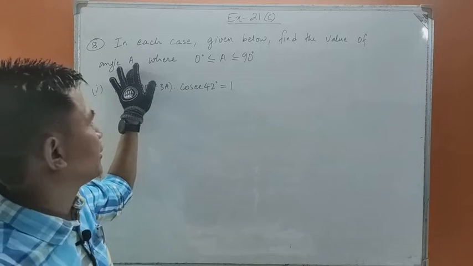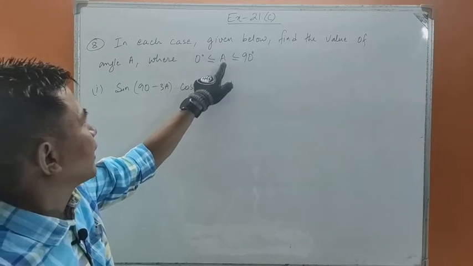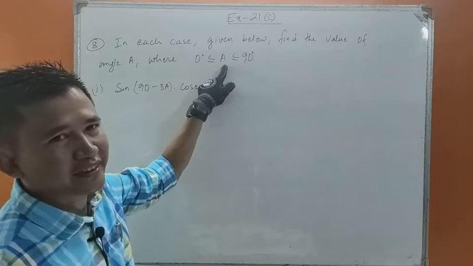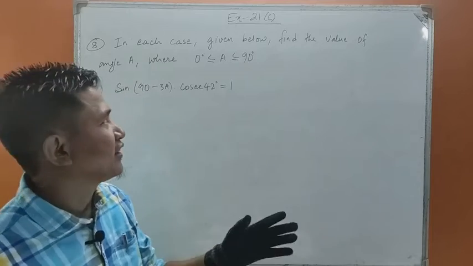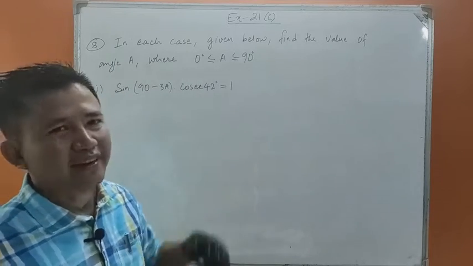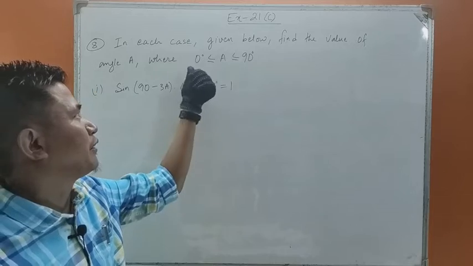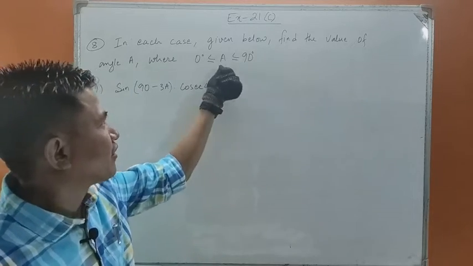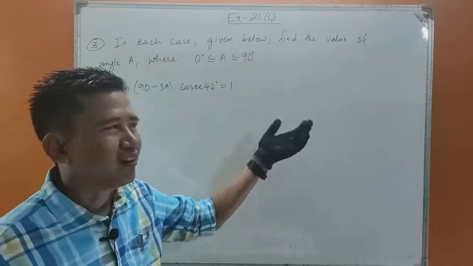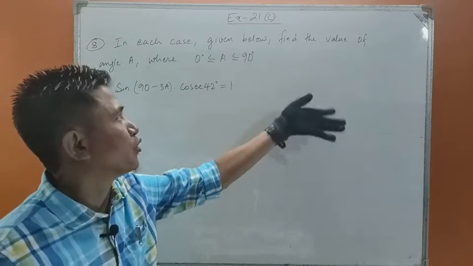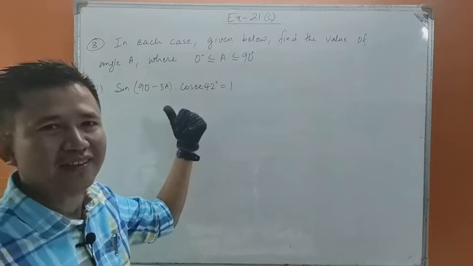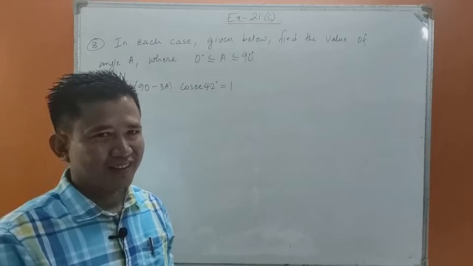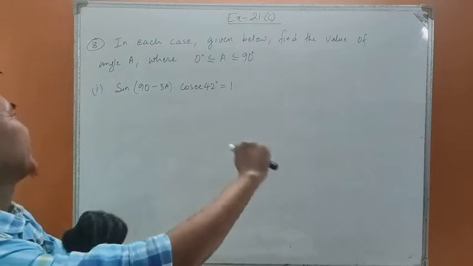We are asked to find the value of angle A where A is greater than or equal to 0 degree and less than or equal to 90 degree, which means the value of angle A lies between 0 degree and 90 degree. Angle A can be 0 degree or greater than 0 degree, or angle A can be 90 degree or lesser than 90 degree, but not more than 90 degree and not less than 0 degree. I hope you got this. Now let's move on.